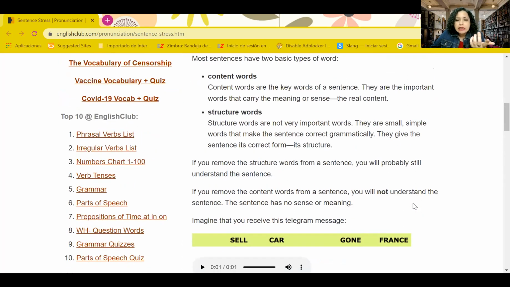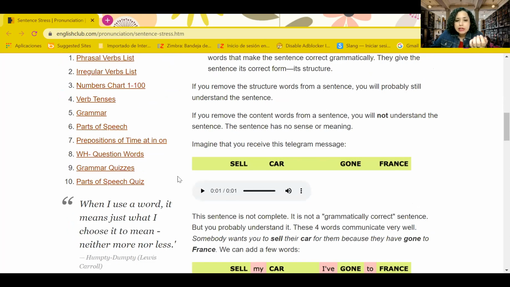Let's see the example. Let me share the sound. I need to make sure that I'm sharing the sound. For example, let's see how we can say this sentence. Sell car, go in France. Sell the car, go in France. Sell car, go in France. Can you hear the difference in the sentences? Maybe not. So if you can't, sell car, go in France.